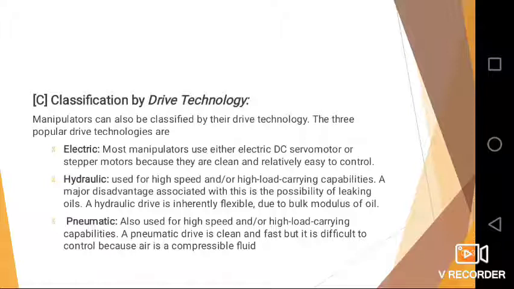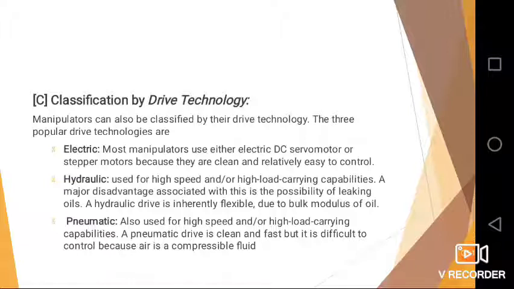A classification of robots by drive technology. Manipulators can also be classified by their drive technology, that is, the power used for driving the manipulator. 3 popular drive technologies are electric, hydraulic, and pneumatic. In electric, most manipulators use either electric DC servo motor or stepper motor because they are clean and relatively easy to control. Hydraulic is used for high speed, high load carrying capabilities.